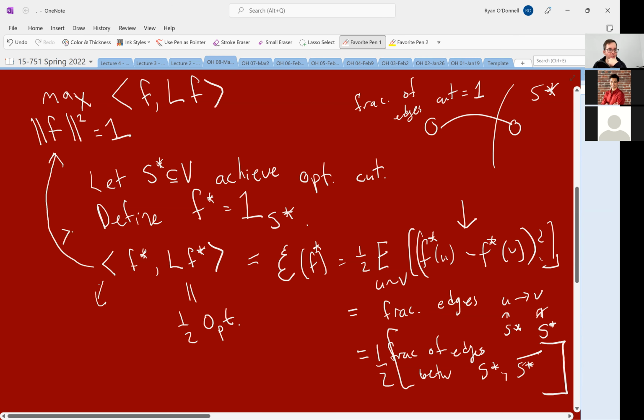That's true because f star has 2 norm at most 1. You might worry that it's not so sharp though, because f star's 2 norm squared is the expected value over v of f of v squared, which is the volume, the fraction of vertices in S in this case. So it's potentially less than 1. In fact, it probably will be less than 1 in a typical case. You might worry a little bit that you're losing a little bit here. You know what I mean?